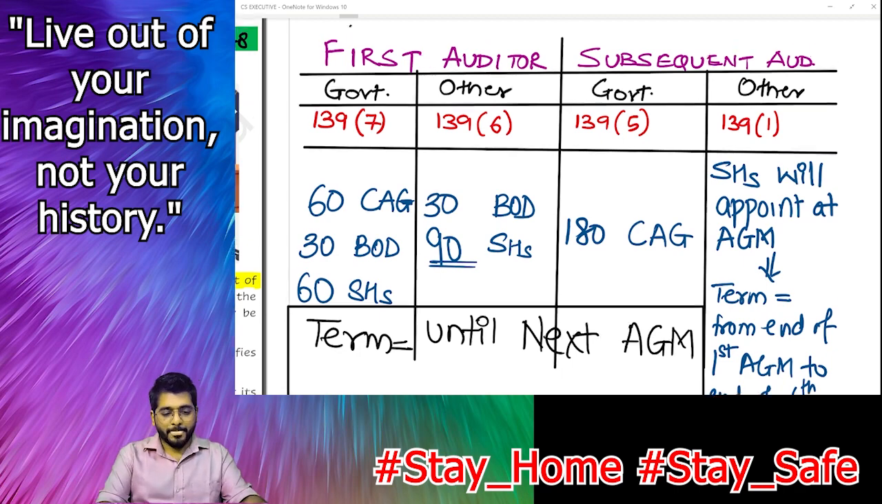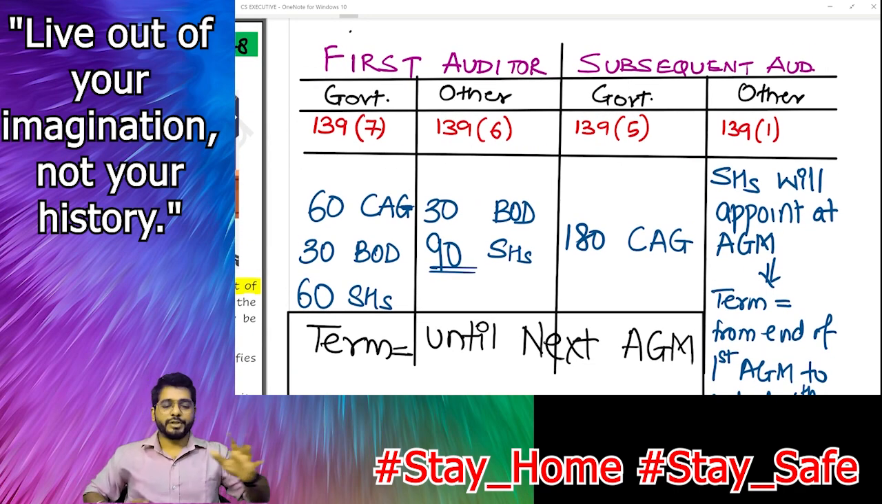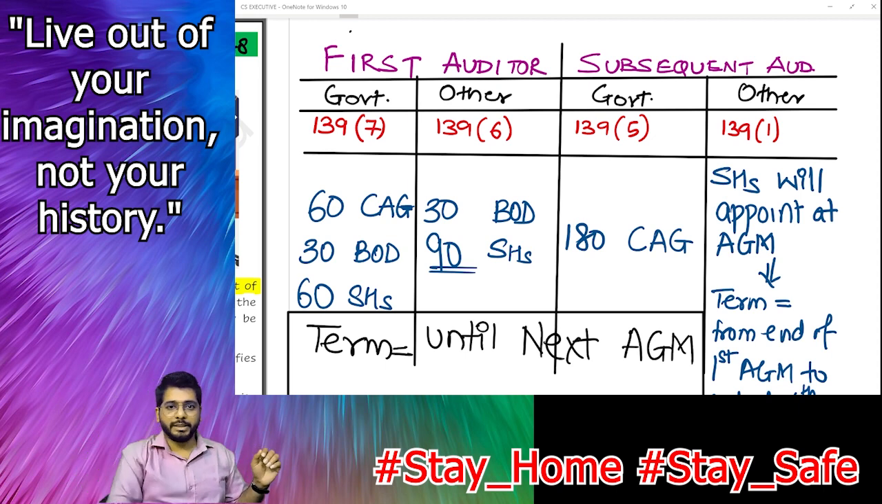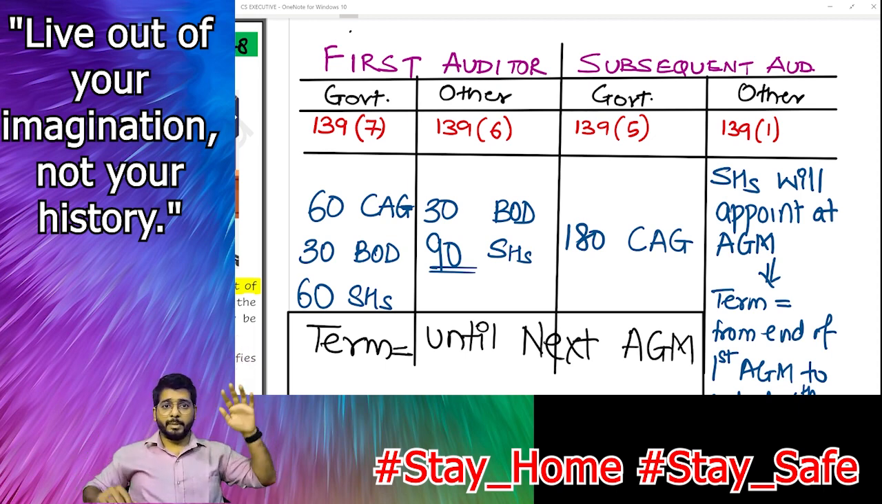See, guys, we talked about the appointment of the first auditor. We talked about appointment of subsequent auditor. So first auditor, subsequent auditor. Where did we talk about them? We talked about them in case of a government company and in case of another company, for first auditor, and for subsequent auditor also. So that is clear. First auditor, government, other; subsequent auditor, government, other. That much is clear.